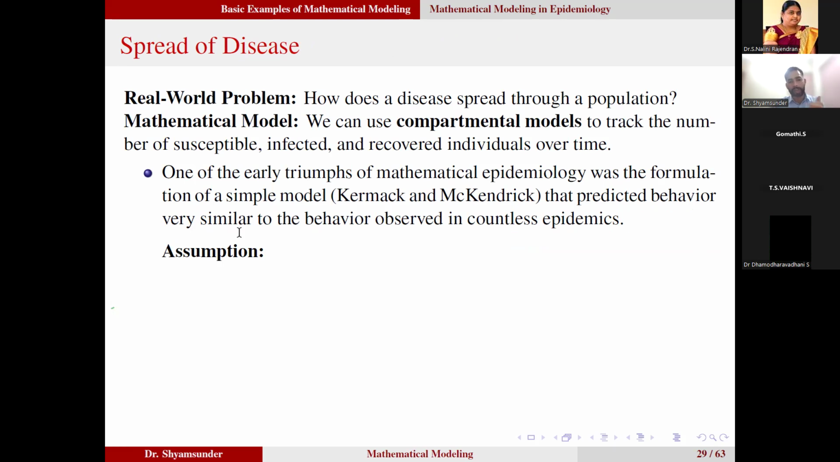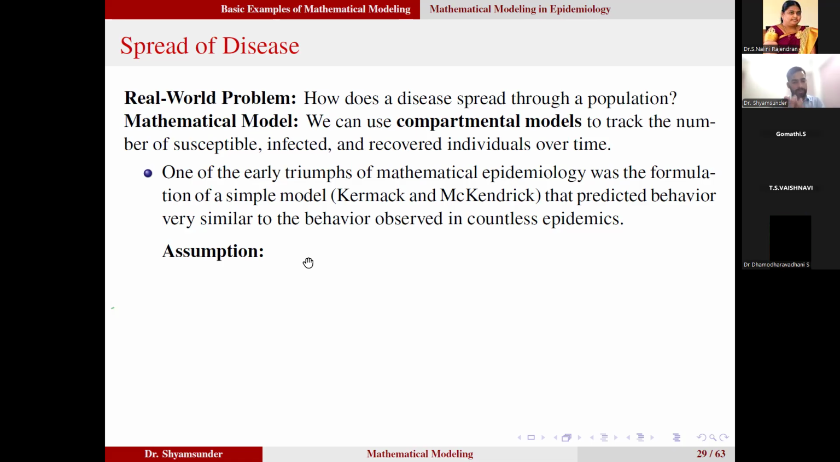The first is the mathematical model. We develop a model known as the compartment model to track the susceptible, infected, and recovered individuals in a population over time. The first and simplest model developed for the spread of disease is the SIR model, susceptible-infected-recovered, developed by Kermack and McKendrick in 1927. This model behaves or predicts behavior very similar to the observation of complex epidemics.